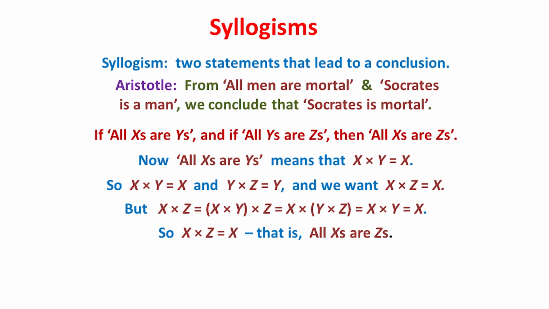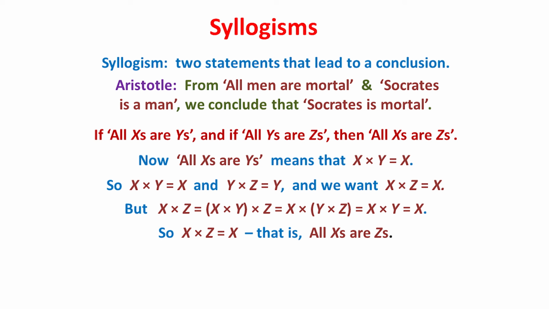A syllogism consists of two statements which lead to a conclusion. For example, the Greek philosopher Aristotle combined the two statements, all men are mortal, and Socrates is a man, to conclude that Socrates is mortal. Wishing to apply his algebra of classes to syllogisms, Boole combined the statements, all x's are y's, and all y's are z's, to conclude that all x's are z's.